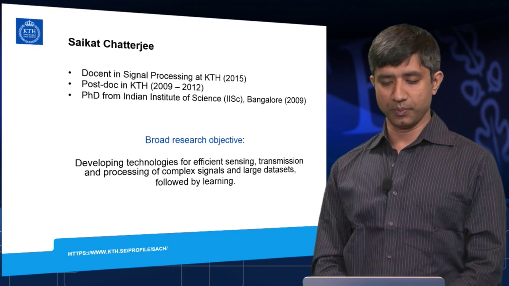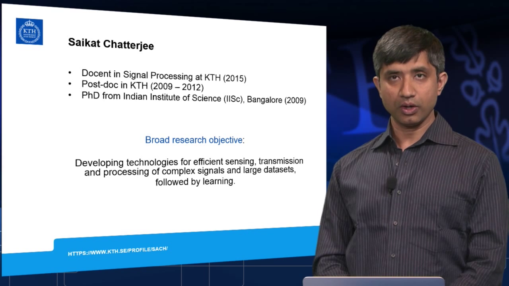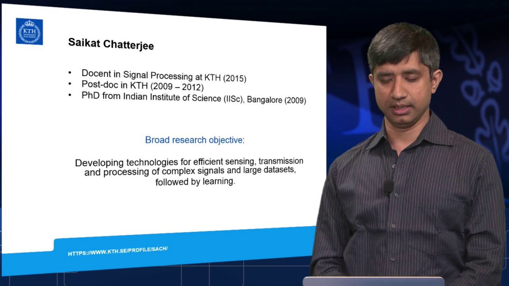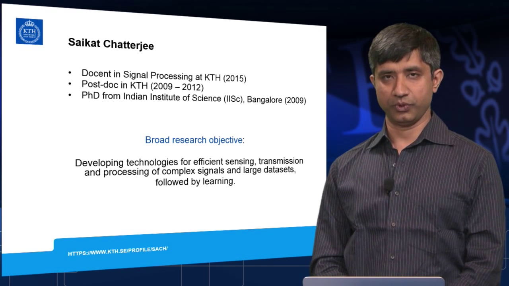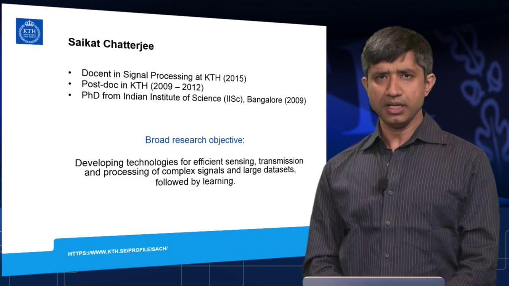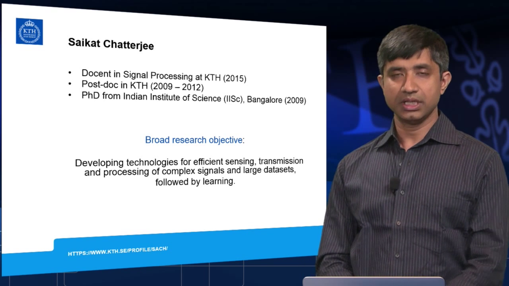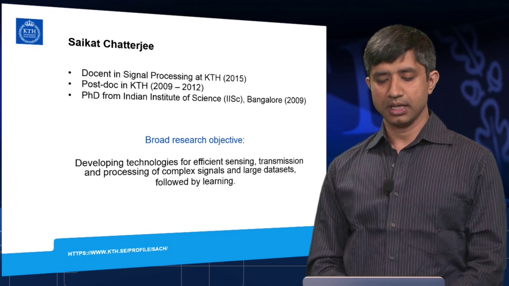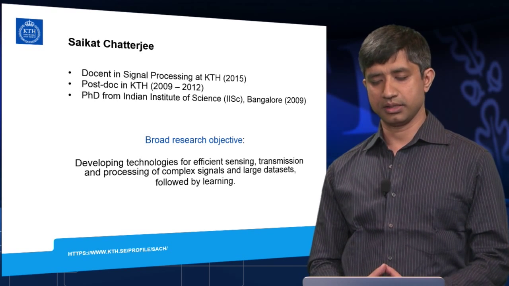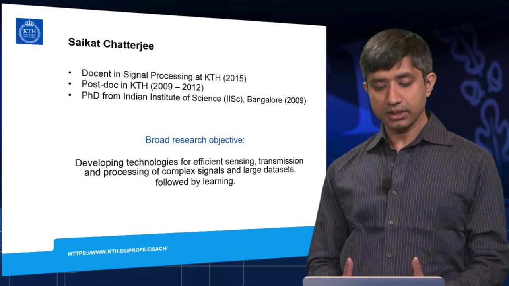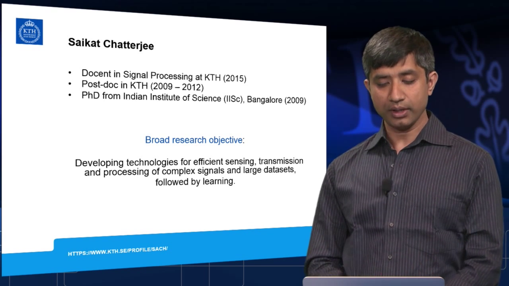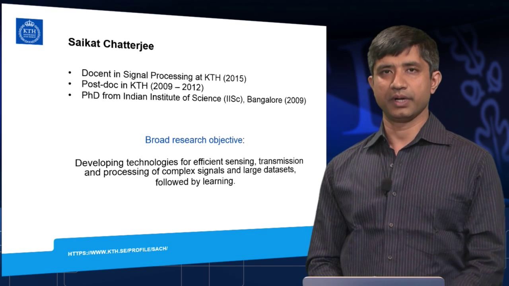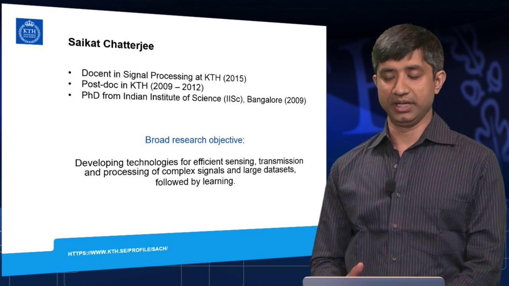My broad research objectives are developing technologies for efficient sensing, transmission, and processing of complex signals and large data sets, followed by learning. What does it mean? That means I am interested in efficient signal acquisition for transmission, efficient source coding, and processing of complex signals and large data sets, which means finding parameters of different models of complex signals, and then followed by learning, which means different kinds of inference tasks followed by decision.